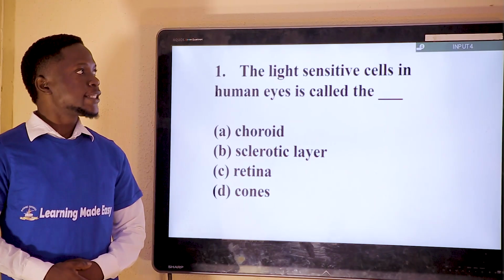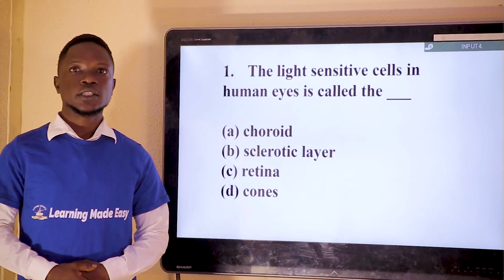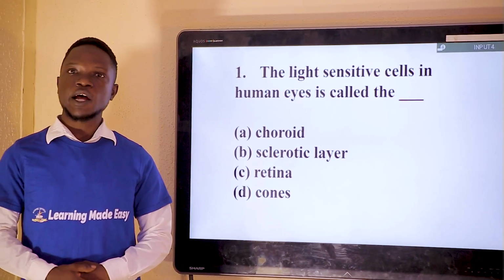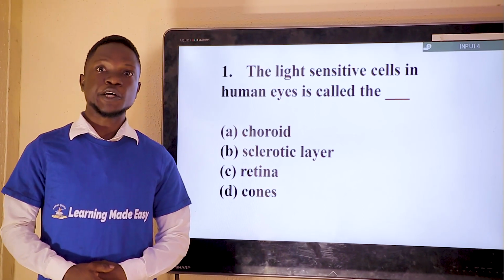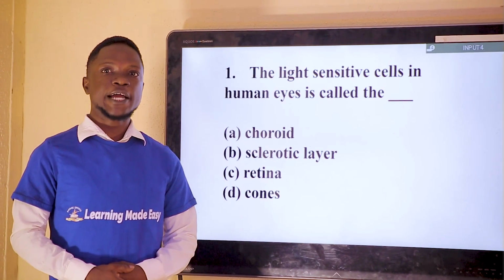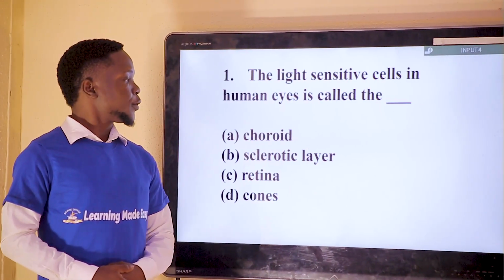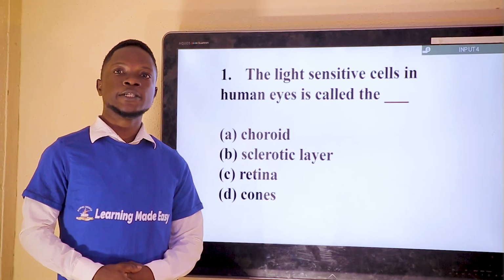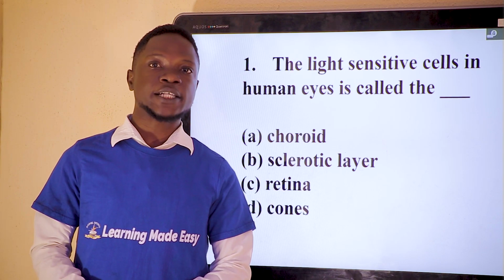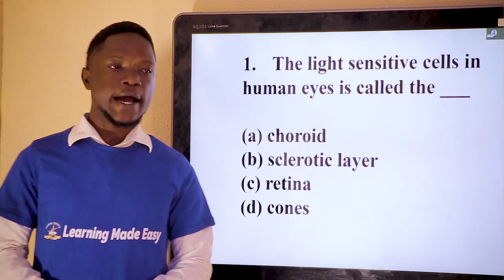Question 1. The light-sensitive cells in human eyes is called the dash. It is called the retina. The retina is the light-sensitive cells in the human eyes. Now, looking at the choroid. The choroid is the vascular layer of the eyes. That is, it is one that supplies oxygen and nutrients to the eyes.